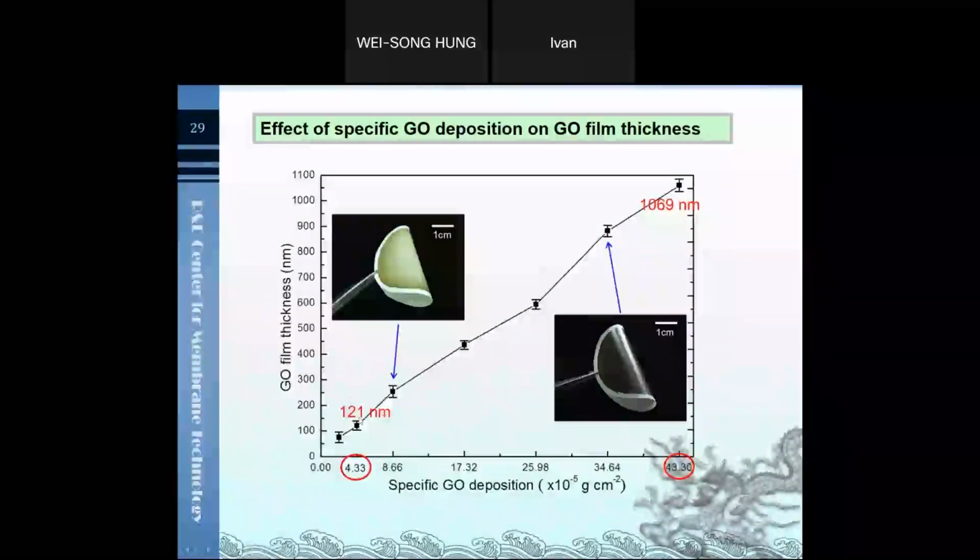Then with deposition of different amounts of the graphene oxide on the membranes, here we use the SEM to observe the variation in the amount of graphene deposition. When the graphene deposition amount increases 10 times, the thickness grows from 100 to 1,000 nanometers. From the membrane surface image, we can see the membrane turns from yellow to black as the deposition amount increases, and the graphene membrane also has good flexibility.